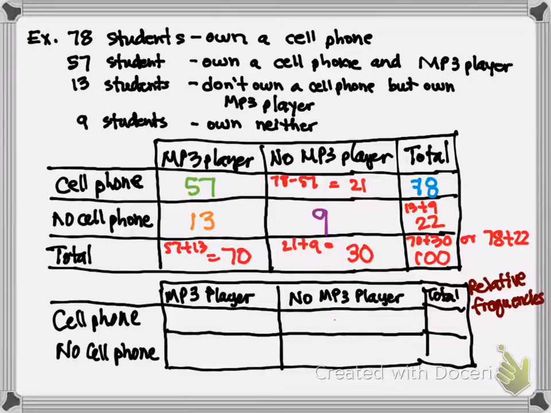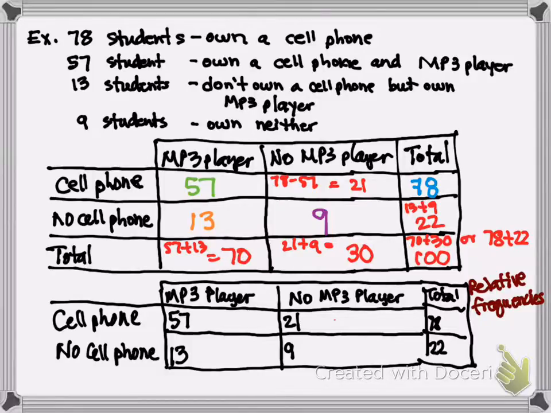So I'm going to start by putting my numbers back in. So we had 57 MP3 and cell phone people. We had 13 MP3 no cell phone people. We had 21 no MP3 but cell phone, and we had 9 that was a double no. So to find relative frequency, what I'm going to do is figure out the frequency of, let's put in these numbers. We had total number 78 people with cell phones, and we had 22 people with no cell phones.